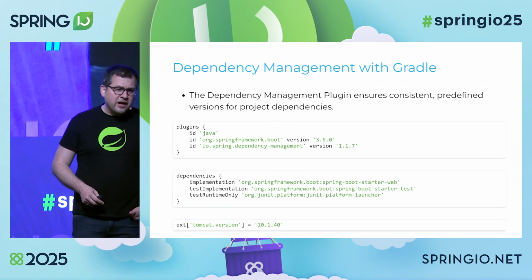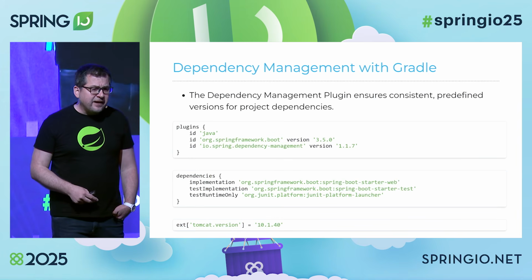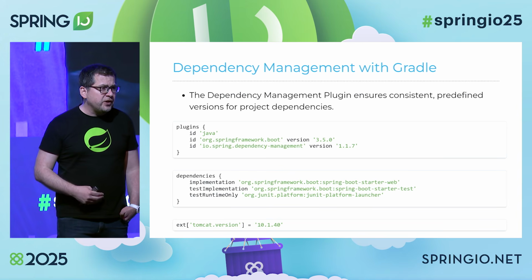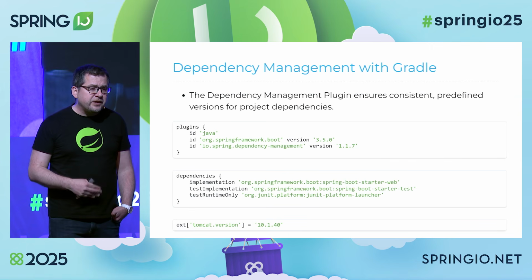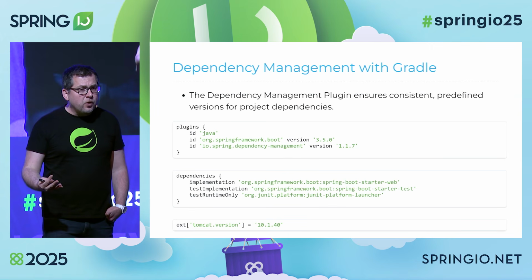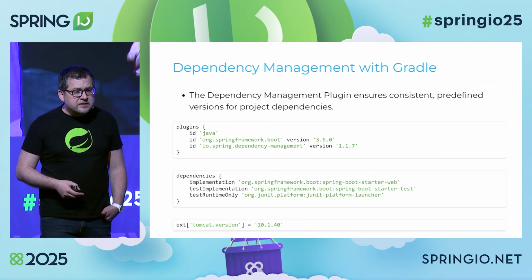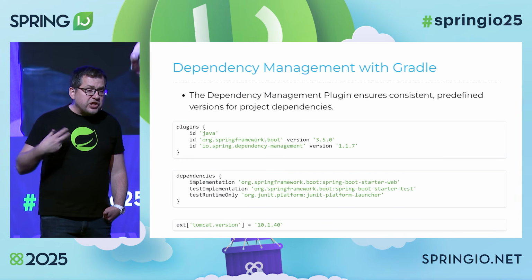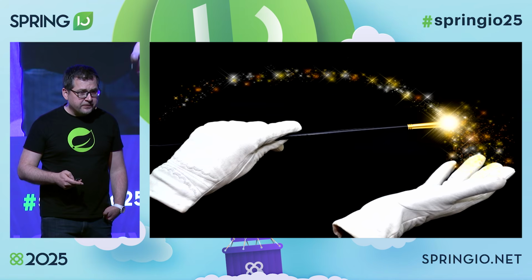The same works with Gradle as well. The approach is slightly different. There is this dependency management plugin which does the magic for you, which allows you to not define version numbers. And if you want to override them, as you can see in the last line, there is also a very nice and easy way to change a certain dependency.